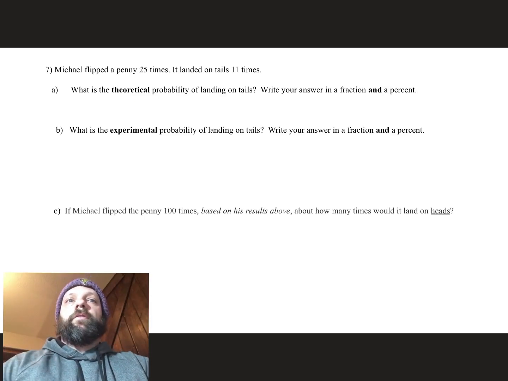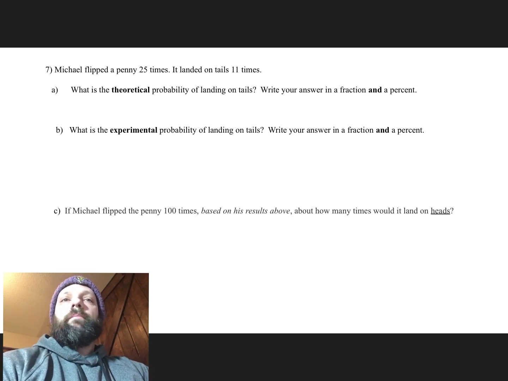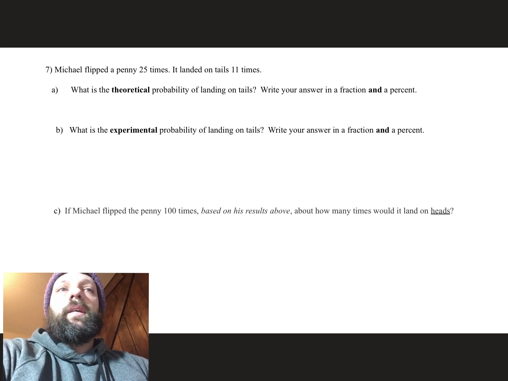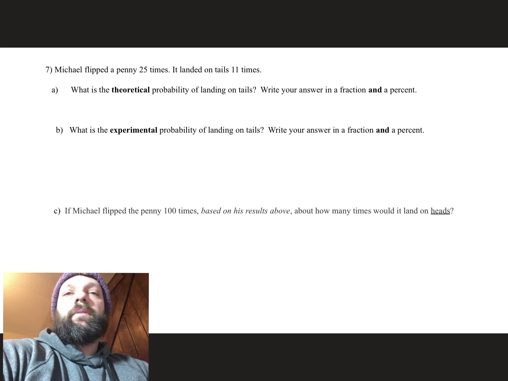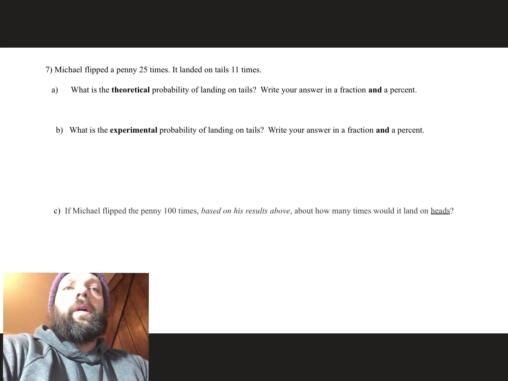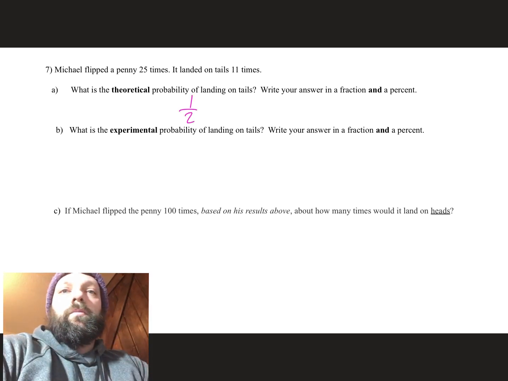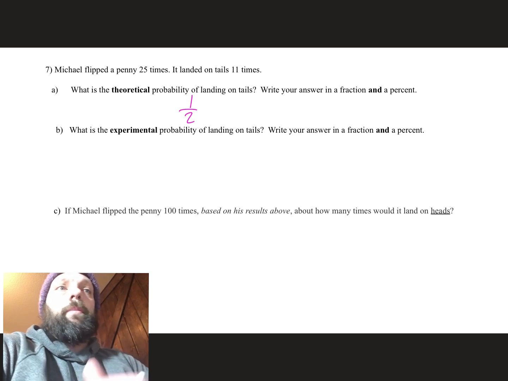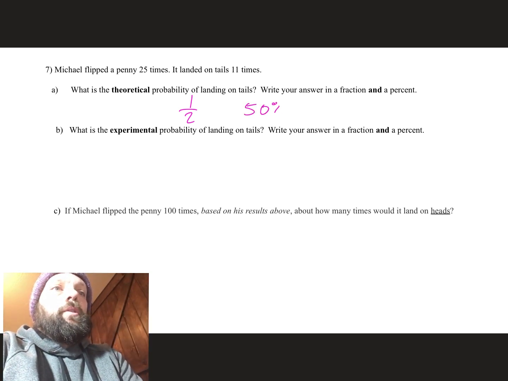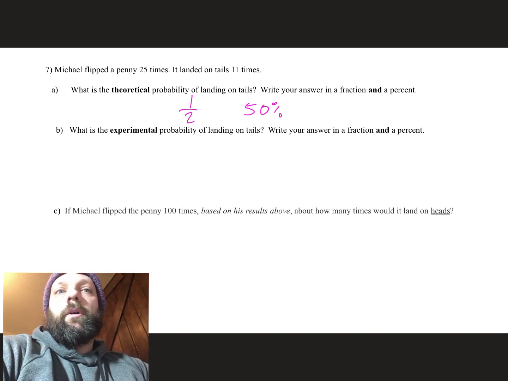All right, here is the first question, and I'm sure some of you are looking at this saying, yep, I didn't understand how to do this at all. Michael flipped a penny 25 times. It landed on tails 11 times. So this problem's not going to look exactly like what you had, but it's pretty similar. The first question is asking, what is the theoretical probability of landing on tails? So if I have a coin, theoretically, for it to land on tails is 1 out of 2. Right? Theoretically, that's what should happen. As a percentage, that's 50%. Okay? So a lot of people just switch the theoretical and the experimental part around.